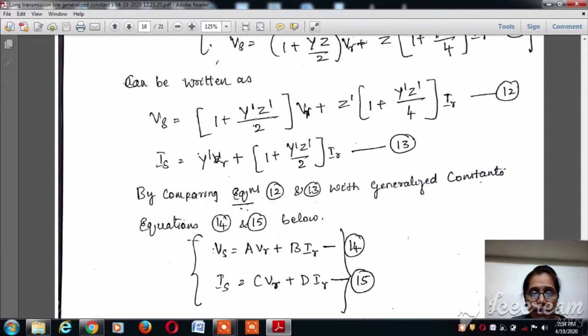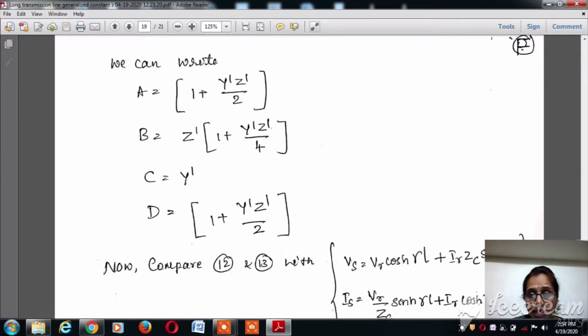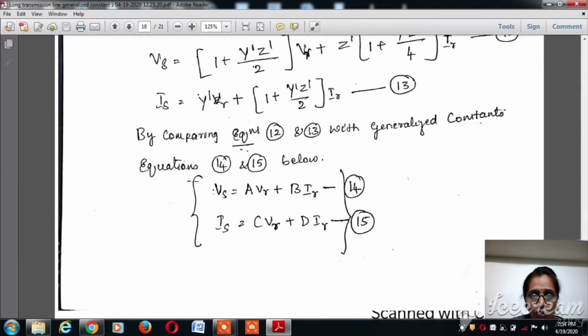Now compare equations 12 and 13 with the generalized constants. Equations 14 and 15 can be written by comparing equations 12 and 13 with the generalized constants. So now Vs is equal to A into Vr plus B into Ir, and Is is equal to C into Vr plus D into Ir. Now 14 and 15 are the generalized ABCD parameter equations. Compare this with equation 13.